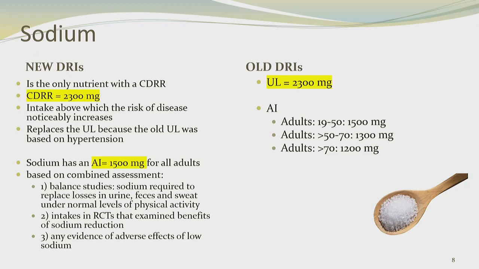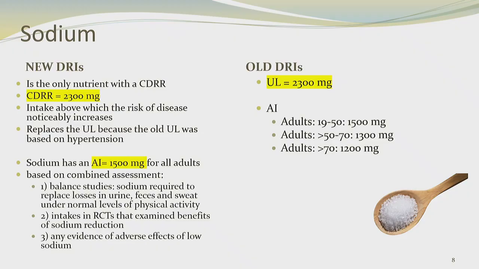So it specifically increases the risk of hypertension based on the studies that were reviewed. And this has been established to replace the UL. And because the old UL was also based on hypertension as well, its value has become redundant because now an upper level beyond which harm is caused has been established with a CDRR. Okay. So for nutrients that have a CDRR like sodium, it becomes unnecessary to establish a UL.